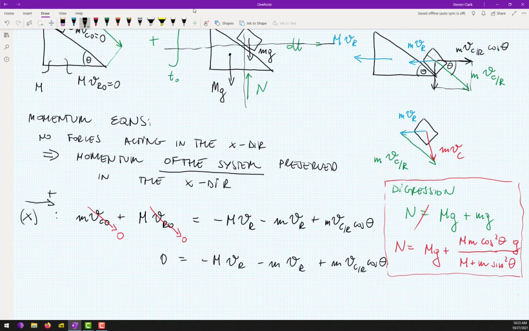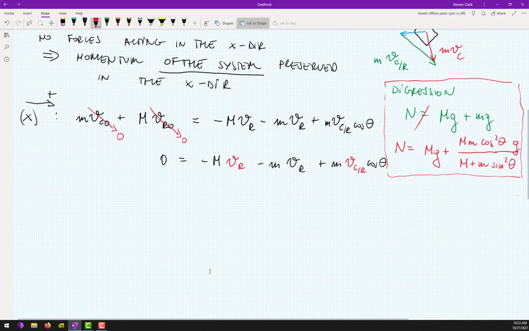Okay, so how many equations do we have? 1. And how many unknowns do we have? I'm afraid that 2. This one and this one, yeah? Okay, not good. We have 1 equation, 2 unknowns. We need another equation. Before we start finding it, questions? What happened so far?